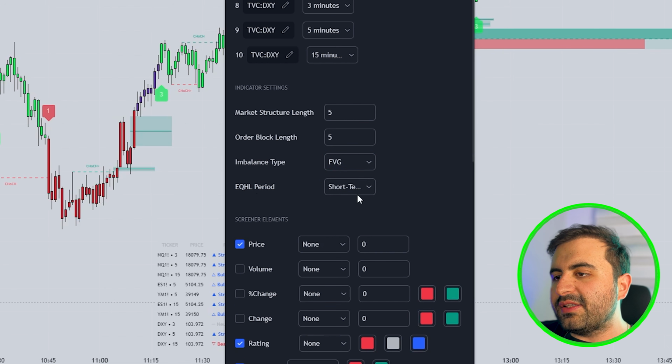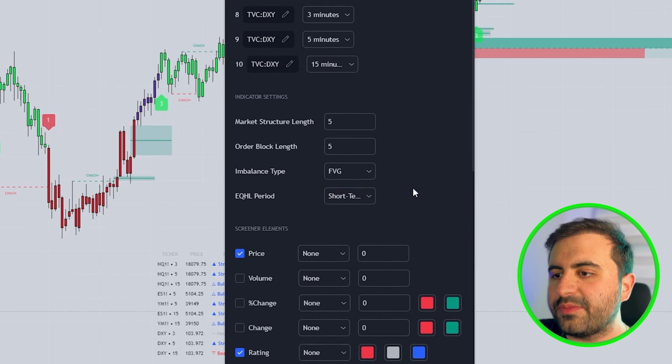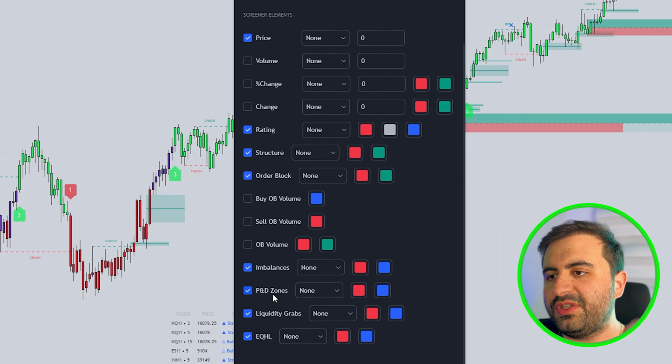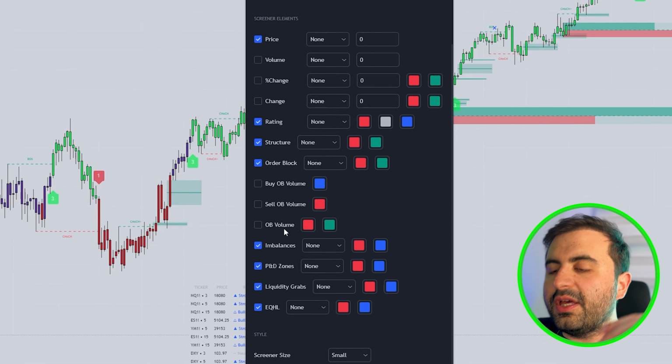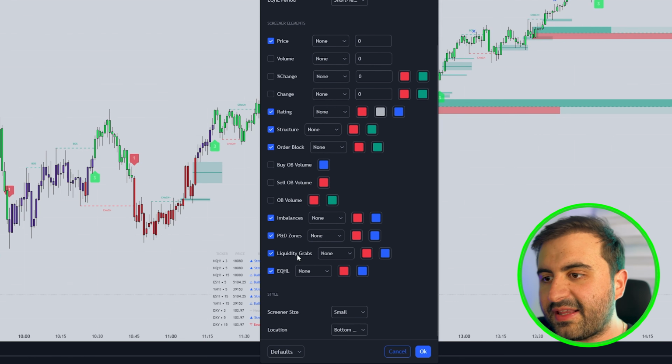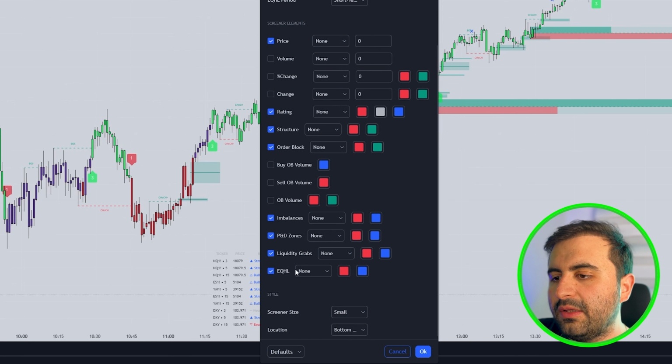The equal highs lows period is short term since we are day trading. What I want to see is price, right? And the rating, the structure, the order block, and the imbalances. P&D zone means the premium discount zone. You can see the order block volume or even the sell and buy differently, right? And the liquidity graphs we have, and we have equal highs and lows here.